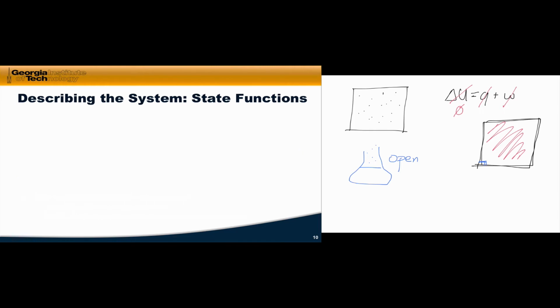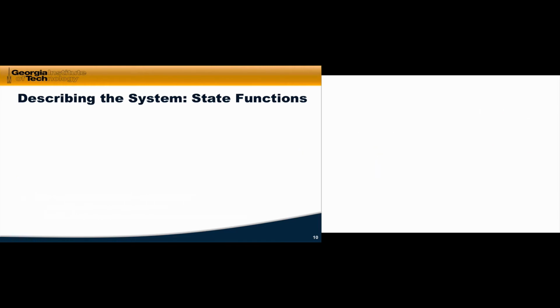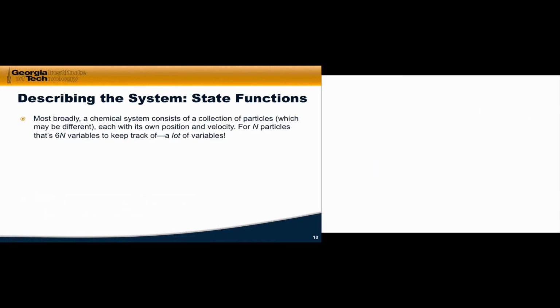How do we describe a system? We use what are called state functions. Functions or variables that describe the state of a system at a particular moment. Most broadly, when it comes to state functions, we can imagine the positions and the velocities of all the particles within a system as sort of the ultimate state functions.